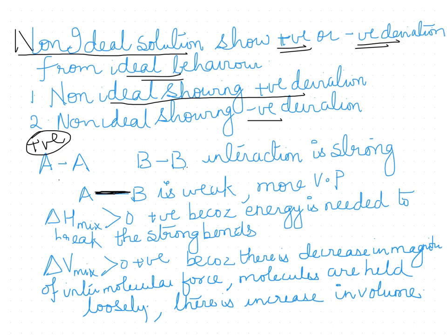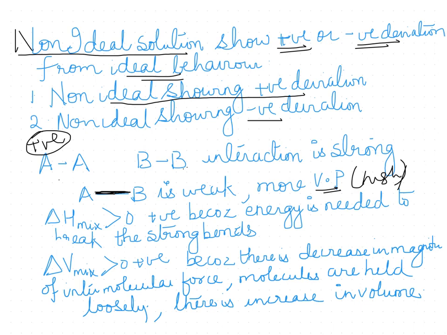Now, if this AB interaction is weak, when such a solution is heated, the vapor pressure would be high. Is it clear? The vapor pressure would be very high, because the bond between A and B is very weak, so they can easily evaporate and form vapors. Is it clear? Now, delta H mixing is greater than 0. That means it is positive. Are you able to understand?